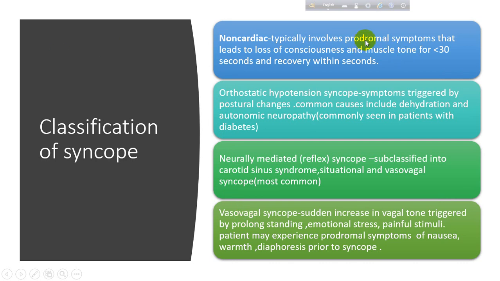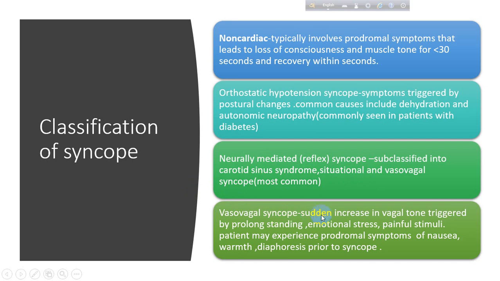Non-cardiac syncope typically involves prodromal symptoms that lead to loss of consciousness, loss of muscle tone for less than 30 seconds, and recovery within seconds. Orthostatic hypotension syncope symptoms are triggered by postural changes. Common causes include dehydration and autonomic neuropathy, commonly seen in patients with diabetes. Neurally mediated reflex syncope is subclassified into carotid sinus, situational, and vasovagal syncope. Vasovagal is the most common. So vasovagal is a part of neurally mediated syncope.